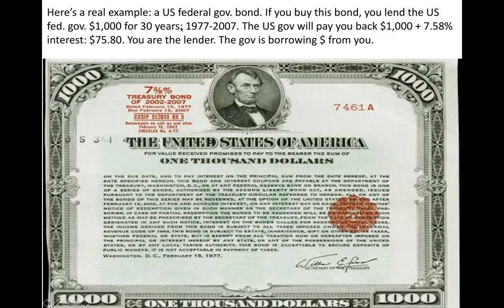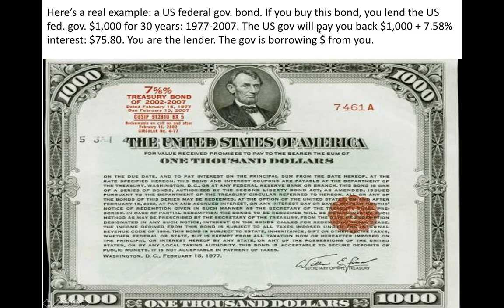Here's a real example. It's a U.S. federal government bond. If you buy this bond, you lend the United States federal government $1,000. You can see it here in the corners of the bond certificate. You're lending $1,000 and you're doing it for 30 years, from 1977 to 2007. How can you tell? It's a little hard, but if you look here, it says dated February 15th, 1977, and it comes due, or the federal government's got to pay back, February 15th, 2007. So this is a 30-year bond.